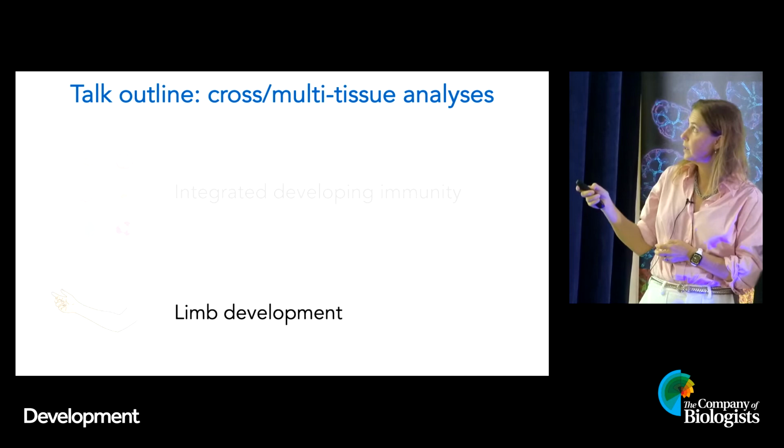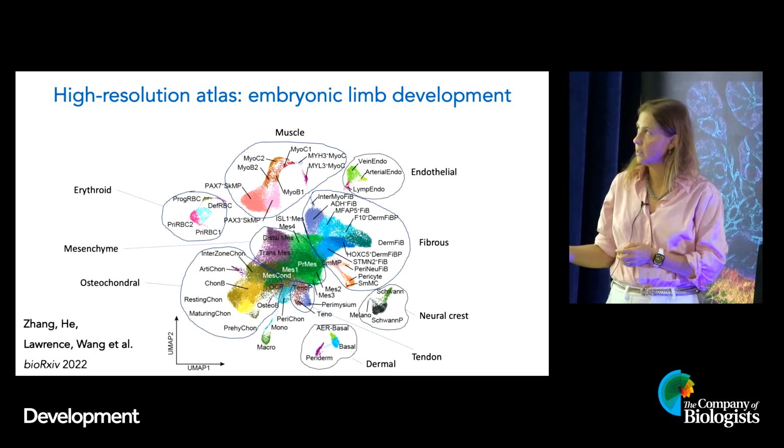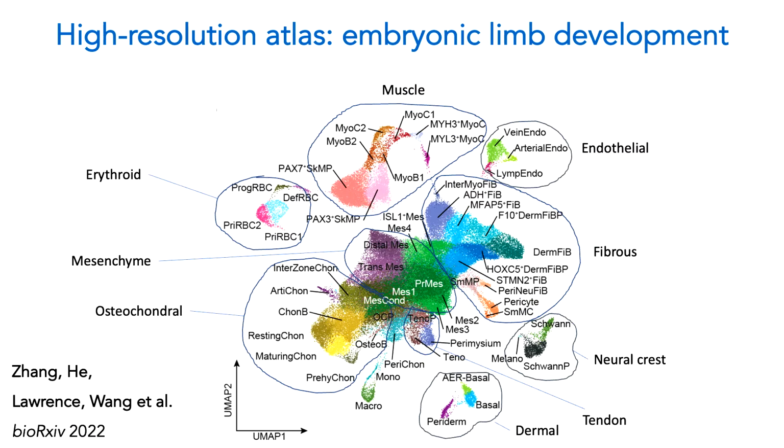The limb is what I want to go on to next, which is a slightly different case, because it's a single physical structure, and we start off here with six post-conception week, first trimester limb bud, and then went on to about 9 post-conception weeks, where it's really a developing limb with digit formation and so on.